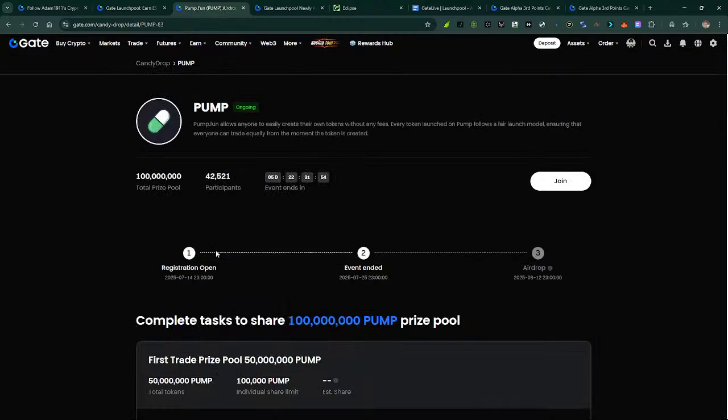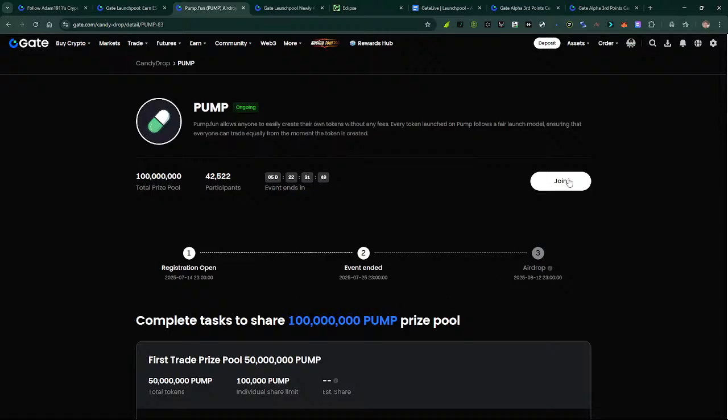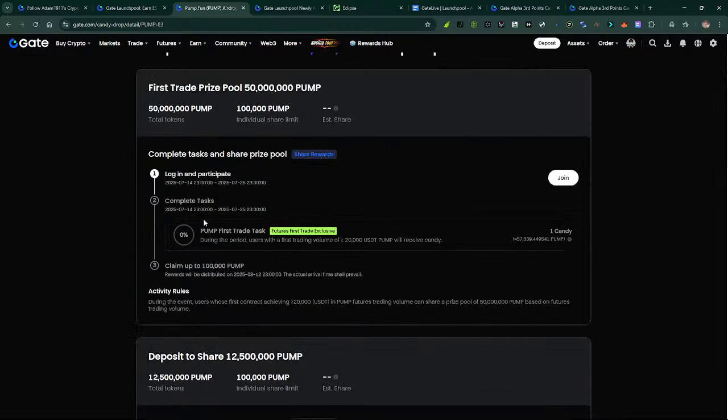Why is it not opening? Okay, it opened. So before starting anything, just click on join. On the PUMP one, you will find the public task, the PUMP fast trade task. So you have to trade. Your trading volume should, holy moly, touch around 20,000 USDT, greater or equal to 20,000 USDT. That's a huge amount.